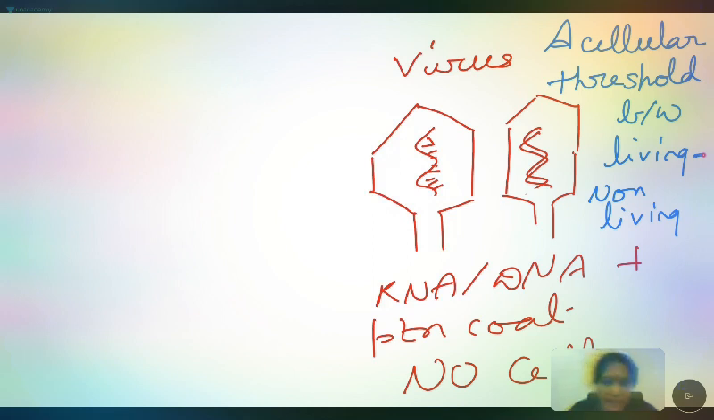Whereas bacteria are unicellular, and clearly living. But they are prokaryotic. Prokaryotic means there will be a cell, but just DNA at the center. Is it clear? There is no nucleus. Prokaryotic means there is no nucleus.